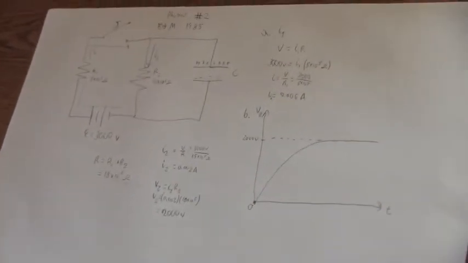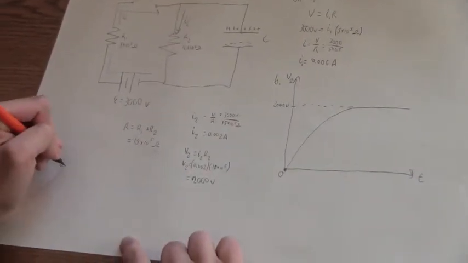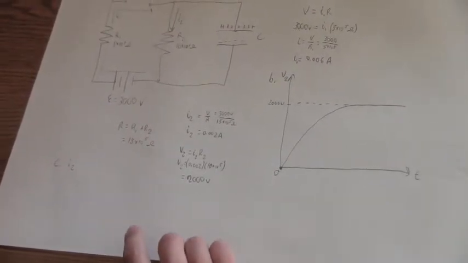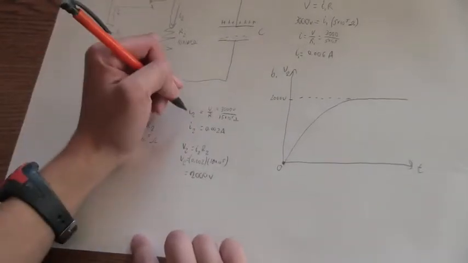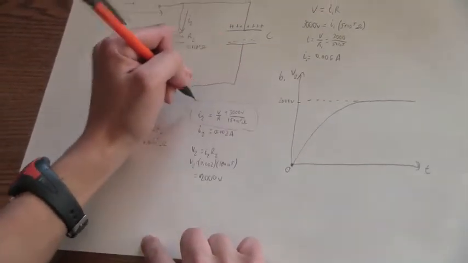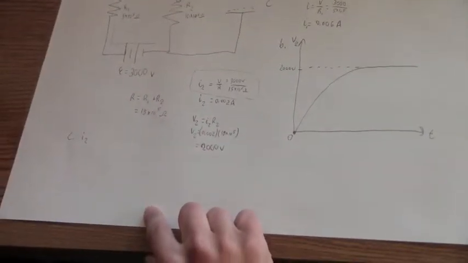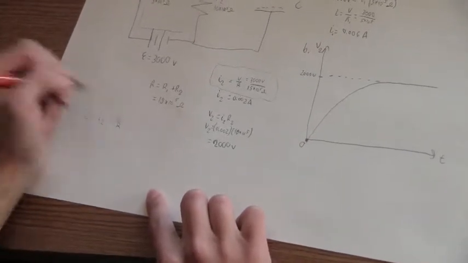I did part B without looking at part C, and part C happens to be calculate I2 after the switch has been closed for a long time. So, ironically, it's already done over here. So you have I2 equals V over R. Just to show it again, I guess. You have I2 equals V over R.